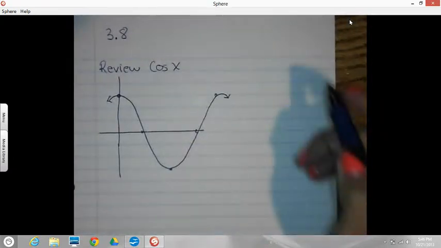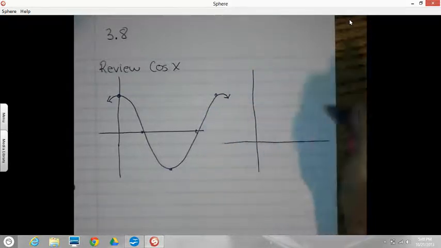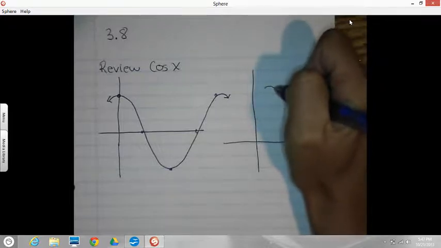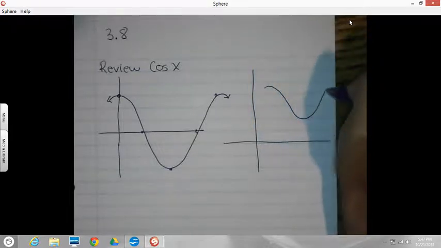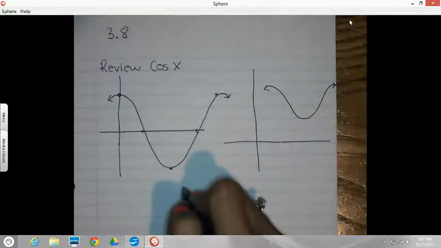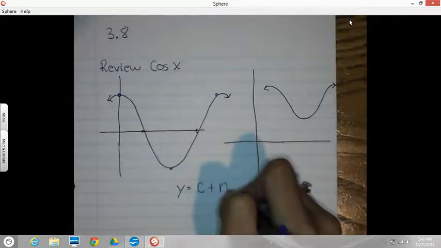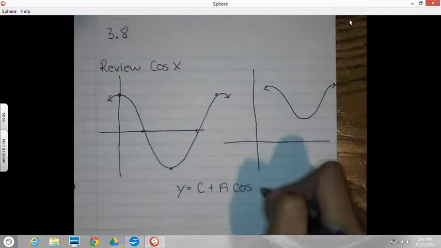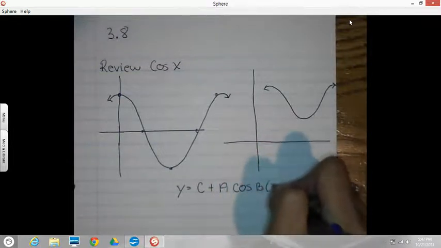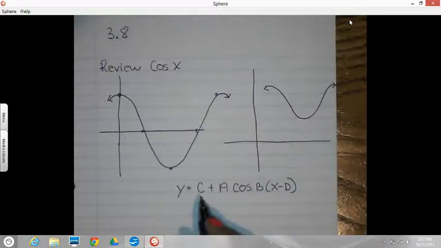So if we move the graph, let's move it over here, over and up. Okay, still cosine. All of the changes we make were found in the 4 variables. It was c plus a cosine b times x minus d. Okay, this c value was your vertical shift.